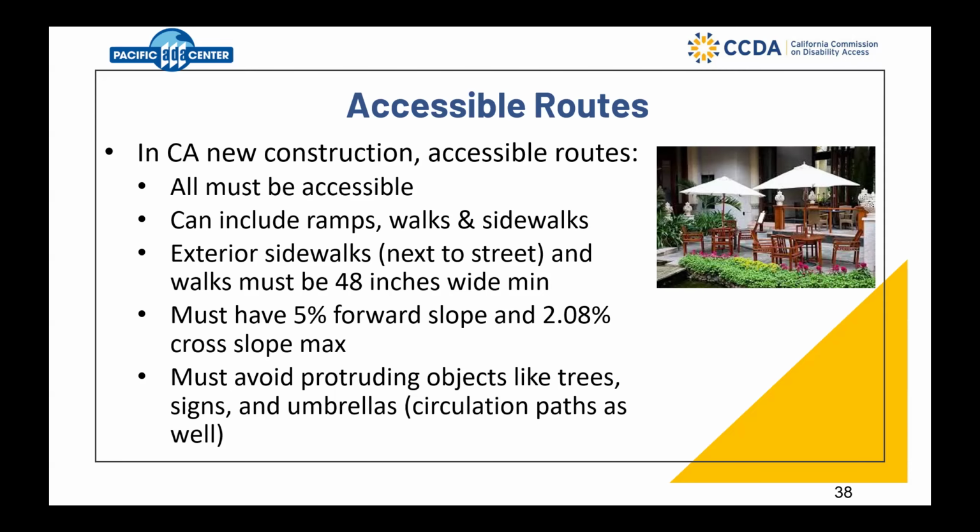accessible route where somebody blind might walk, protruding objects like low-hanging trees or a low-hanging sign or an umbrella. All of those things need to be above 80 inches or somehow have something that someone with a cane can detect that they are there.